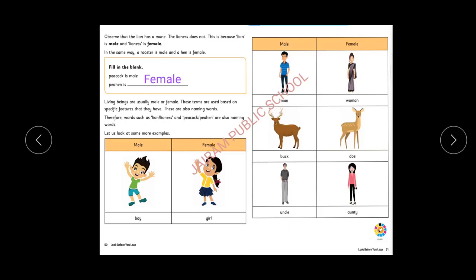So look at the examples now. Let us look at some more examples. If we read these examples, we will come to an idea. Okay. At the left side, everything is male. At the right side, all the pictures are female pictures. Okay, male. First one is boy. What is the opposite gender of boy? Girl. Okay. Man. What is the opposite of man? Woman. Buck. What is the opposite of buck? Doe. Uncle. What is the opposite of uncle? Auntie. These and all you already know. Am I right? Yes. Let's move to the next page.